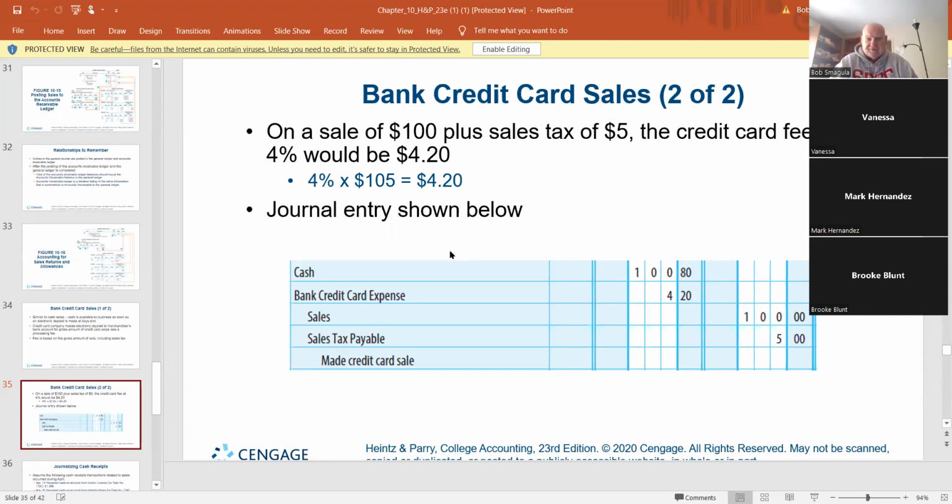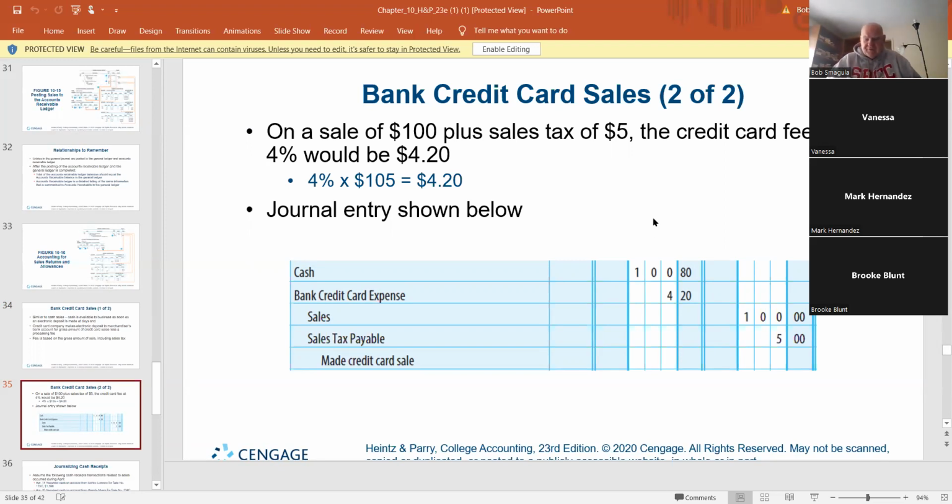So let's take a look at this. These credit card sales, the easy way to learn this, I think, is divide and conquer. Do the sales piece first, do the credits. We sold something for 100 plus sales tax of 5. So we know we're going to credit sales for 100. We know we're going to credit sales tax payable for 5. We take the 105 times 4%, that becomes a credit card expense, and the cash amount is 100.80.